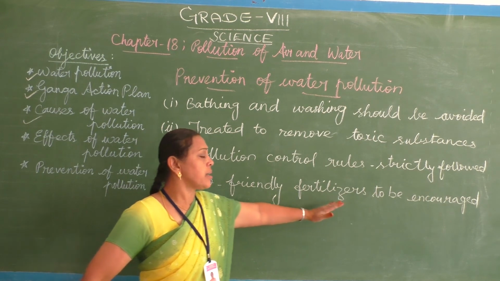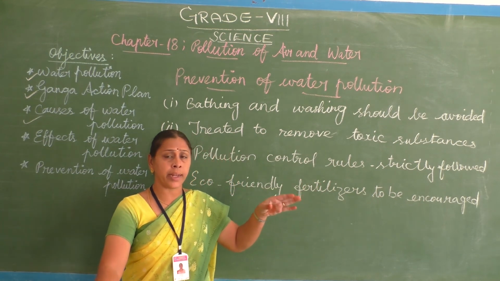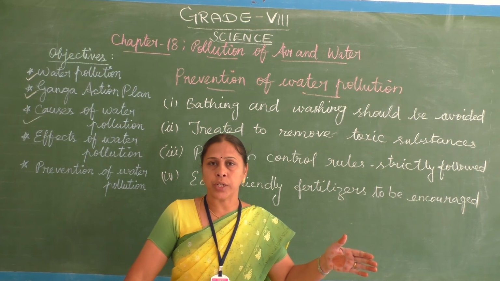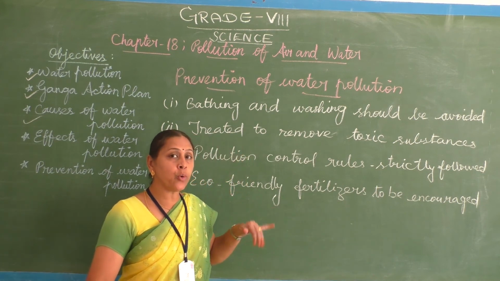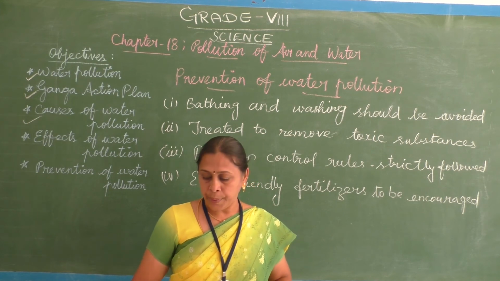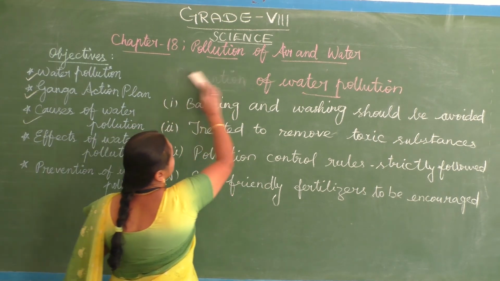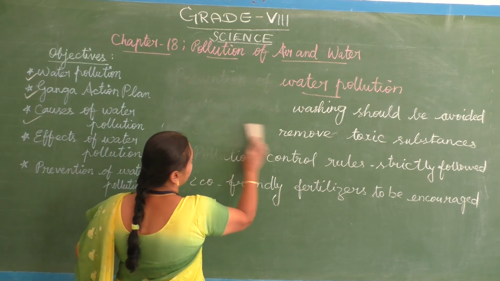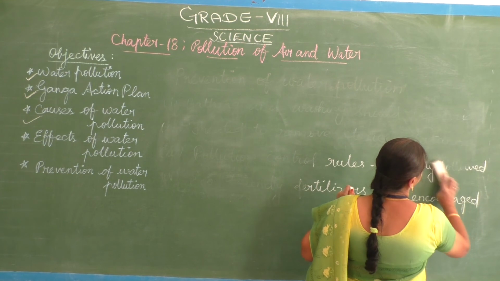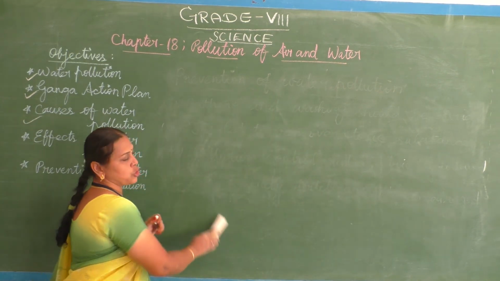Next, eco-friendly fertilizers should be encouraged. That is fertilizer runoff and all. In that case itself I told you it will get mixed up with the water bodies and lead to algal bloom or eutrophication. So farmers should be encouraged to use eco-friendly fertilizers, that is, organic manures and all, to prevent water pollution. So these are the various steps we may take to prevent water pollution. That is, prevention of bathing and washing vehicles, then toxic substances should be removed, then pollution control should be followed strictly, and also eco-friendly fertilizers should be used.